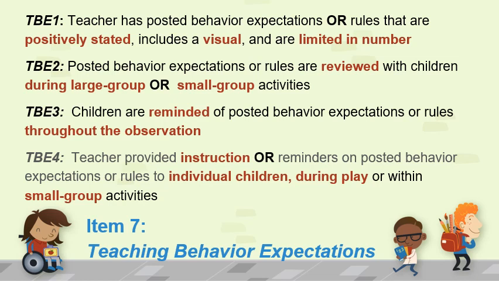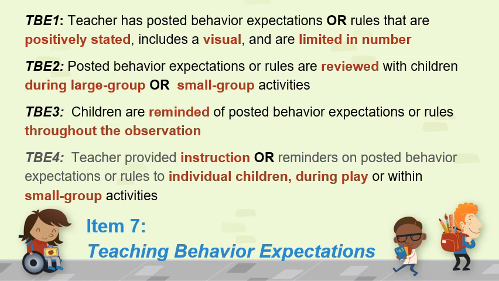Instead of saying no running, you might say use walking feet. And remember, no more than 5 rules. It might be important to note here, if you do not get credit for this indicator, it will have a domino effect and you will not receive credit for the remaining 6. TBE2, posted behavior expectations or rules are reviewed with the children during large group or small group activities. Make a point to review the posted rules either during large group, message board, or small group, possibly both.